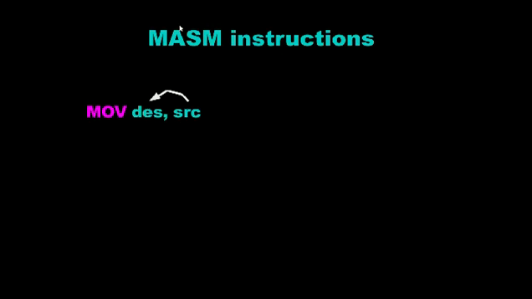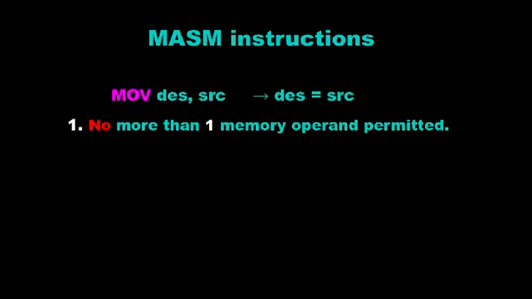Move from source to destination. The second operand is the source. This is saying destination equals source. We have some rules for this. No more than one memory operand permitted. So I can't have this as a memory operand and this as a memory operand.